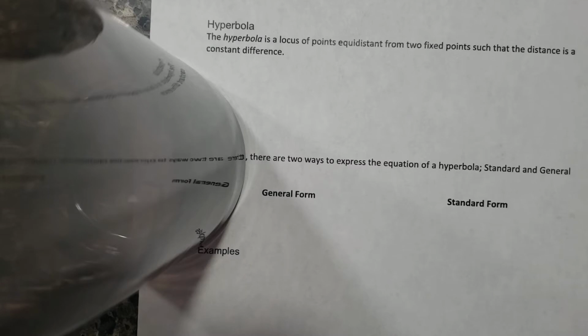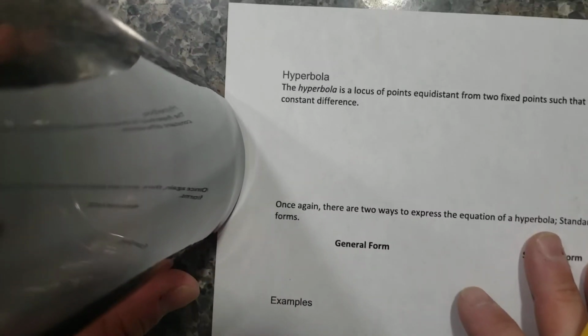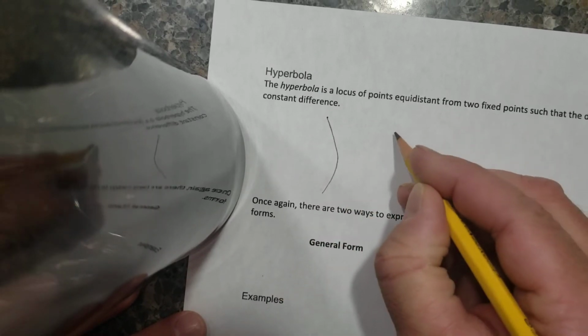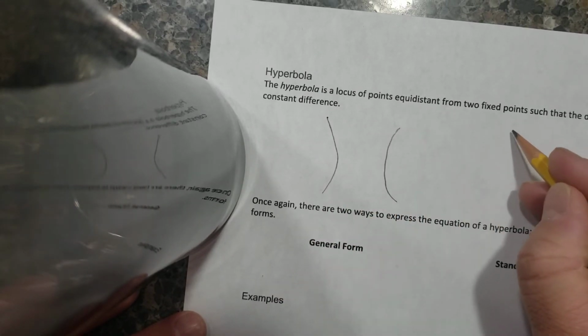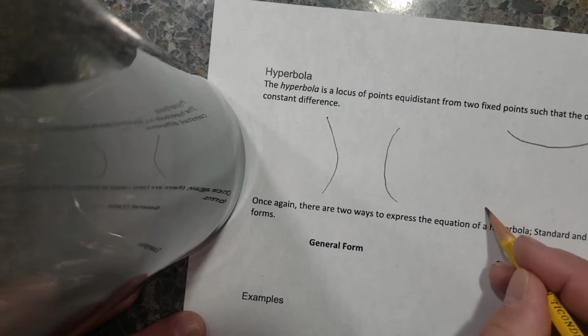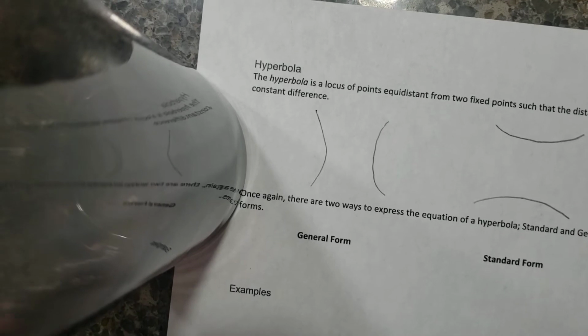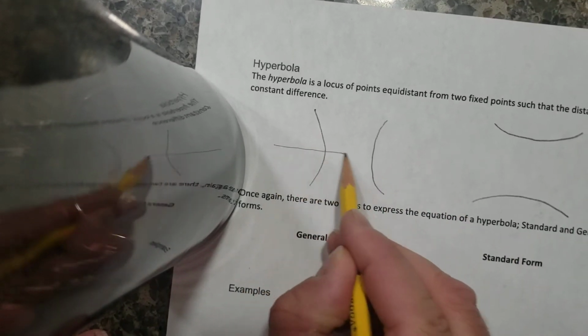We're going to be doing a lesson on hyperbolas, another conic. A hyperbola is a locus of points equidistant from two fixed points such that the distance is a constant difference. That's the official definition. When you draw one out, it essentially looks like this or like this. And what we talk about is this line here.